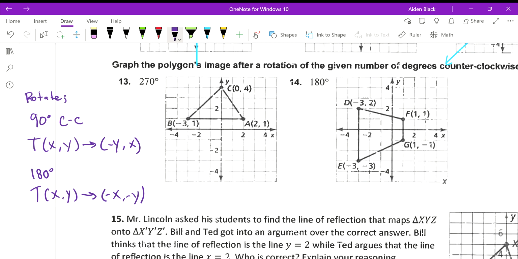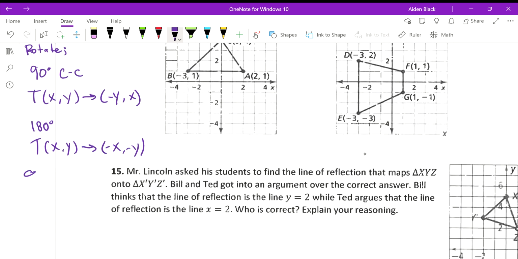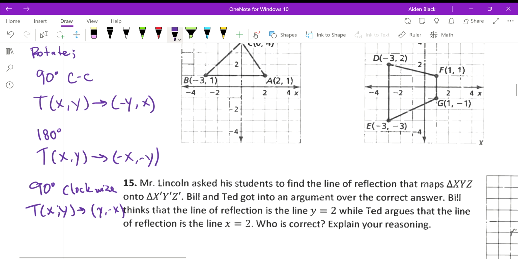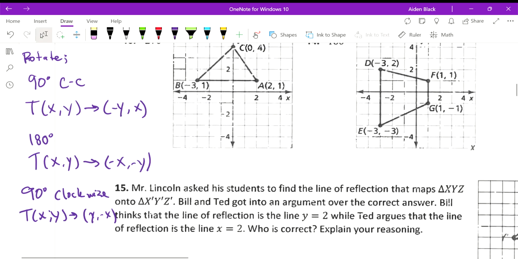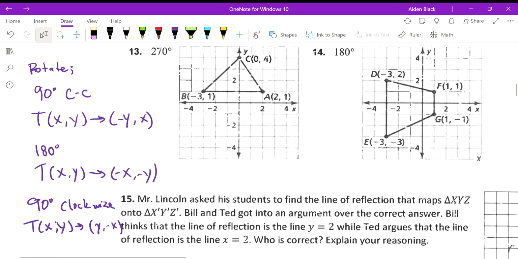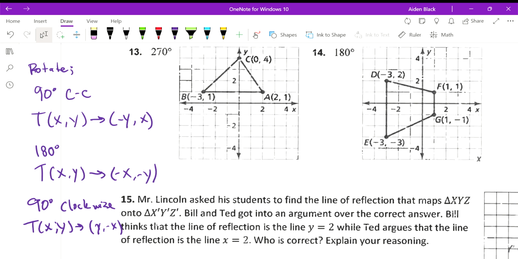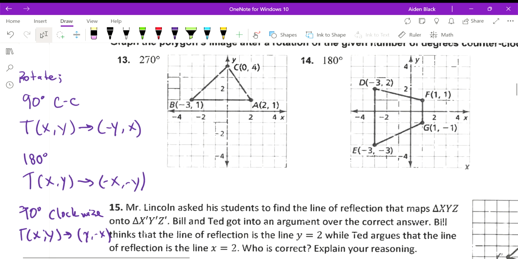And then if we rotate 90 degrees clockwise, we get y comma negative x. Okay, so if you want to write those down on your note card, that should help. And there's a way of going about it that you can figure it out if you don't have those, but this is just a little bit easier.